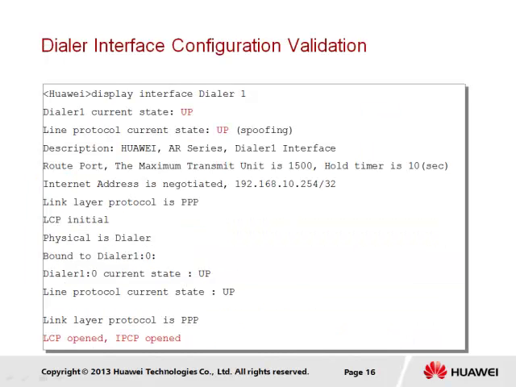Following the configuration of the dialer interface, we can use the display interface dialer command to view the current status of the dialer interface that is now bound to interface GigabitEthernet 0/0/1. We find as a result that the dialer interface is up and running, to which an IP address of 192.168.10.254 has been negotiated. We will also find that LCP is considered open, which shows that a Configure-ACK packet has been received from the peer, and also that IPCP is open, which means that network layer protocol packets can be successfully sent over the link.